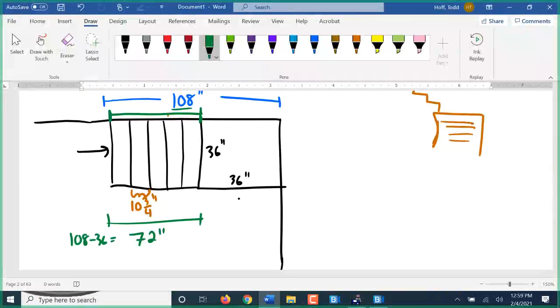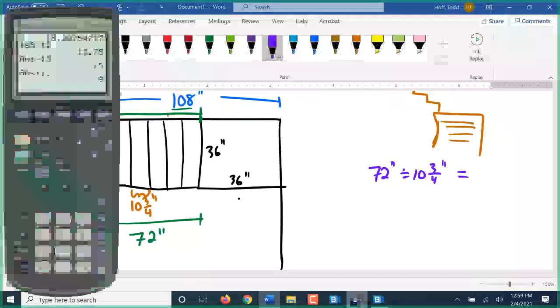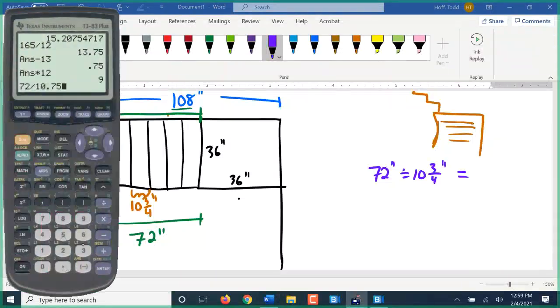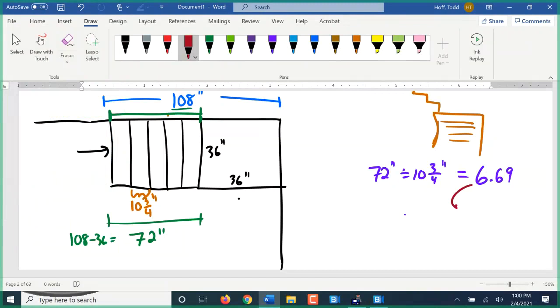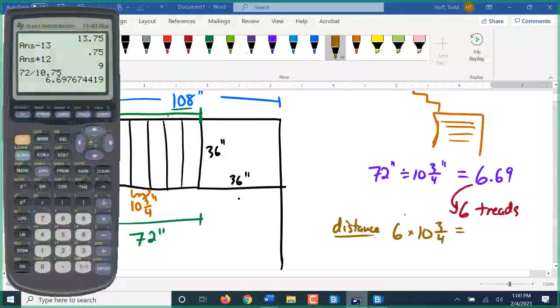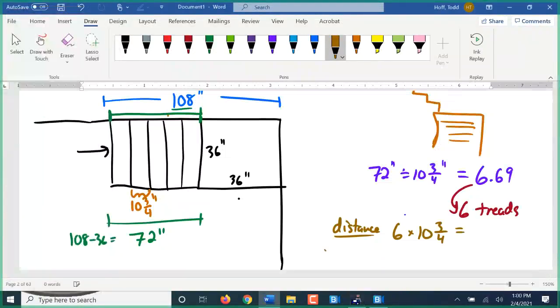So the actual size up there: we're going to do our 72 inches divided by our desired 10 3/4 inch tread, which is 6.69. That means we only get 6. This has to be rounded down, because if we round up, we're going to go past here, and we can't do that. We're restricted to that 108 inch space. So we're only going to use 6 treads, which means the distance is going to be 6 treads times that 10 3/4 inches, which is going to be 64.5, I believe, inches.